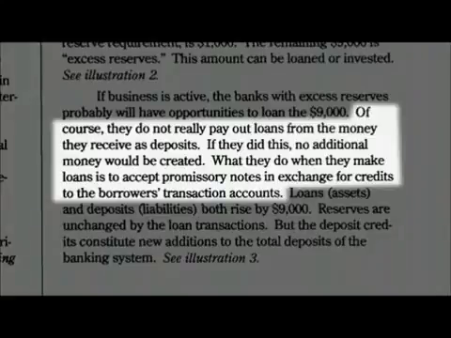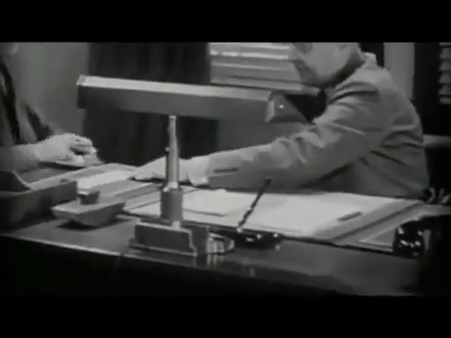What they do when they make loans is to accept promissory notes, loan contracts, in exchange for credits, money, to the borrower's transaction accounts. In other words, the $9 billion can be created out of nothing simply because there is a demand for such a loan and that there is a $10 billion deposit to satisfy the reserve requirements. Now, let's assume that somebody walks into this bank and borrows the newly available $9 billion. They will then most likely take that money and deposit it into their own bank account.